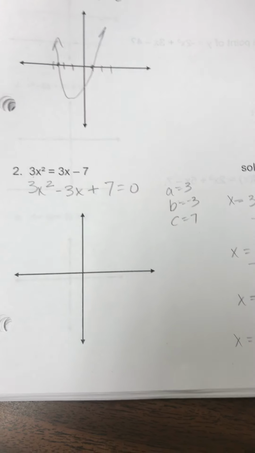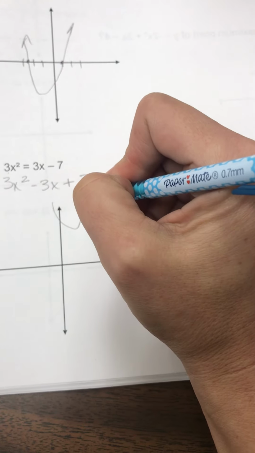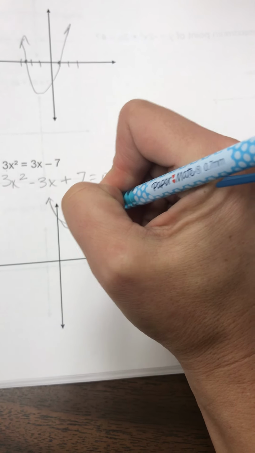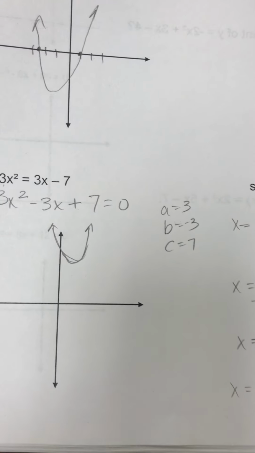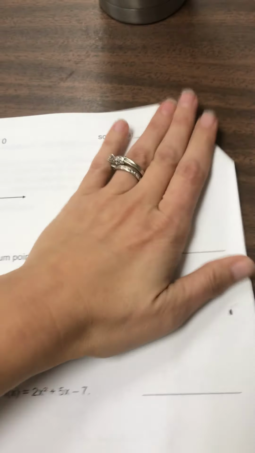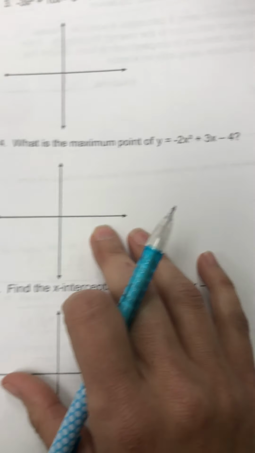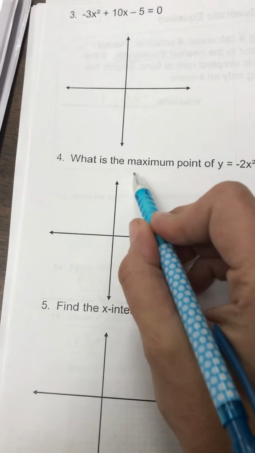So now, back to my graph, which my calculator is frozen. It's going to look something like this, right? It was kind of like that. It was way up here at the top, and it did not cross the x-axis. So, let's see, number 3 is the same. I'm just going to touch on number 4 really quick because it says what is the maximum point.